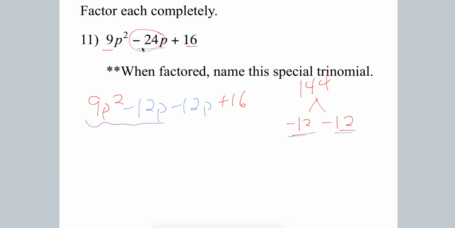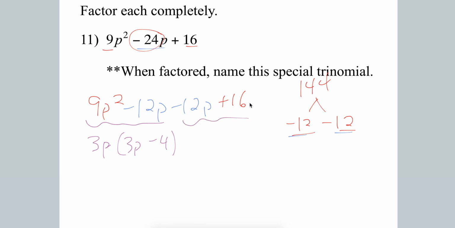So the first two terms, let's see, what do they have in common? Well, they have a p in common, and they also have a 3 in common. So I'm going to pull out 3p. To get back 9p squared, I would need 3p. To get back negative 12p, I would need a minus 4. And then group up the second set of terms.